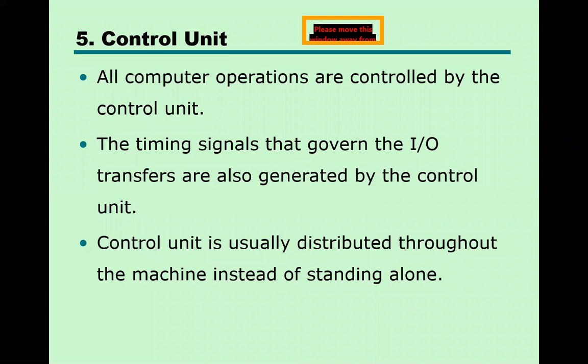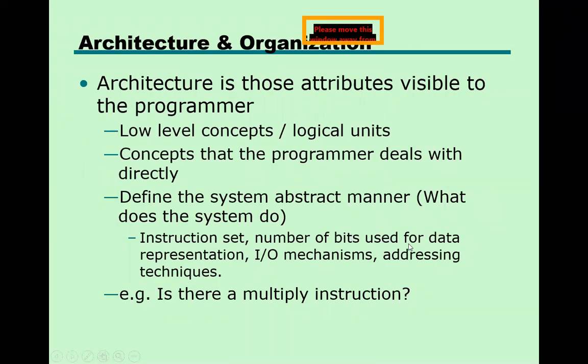So again the timing information is required, the timing signal. In the control unit there is a timing signal. This timing signal governs the input-output transfers, or input-output operation, and all kinds of operation. So these timing signals are generated from the control unit.